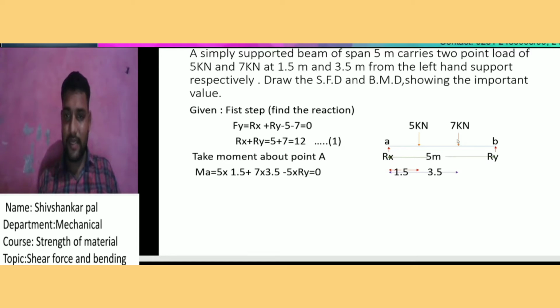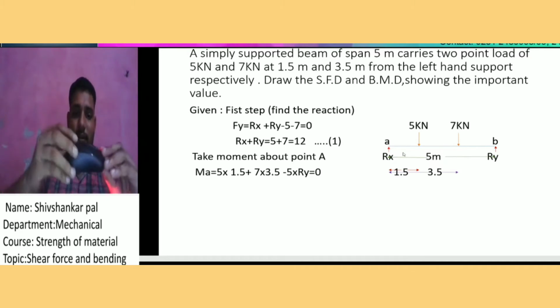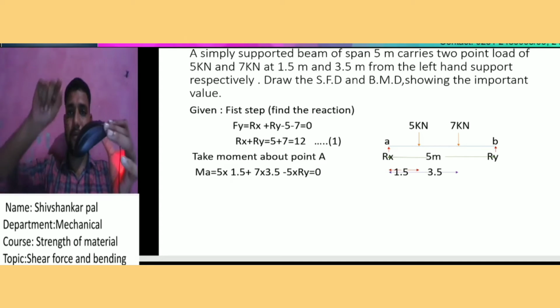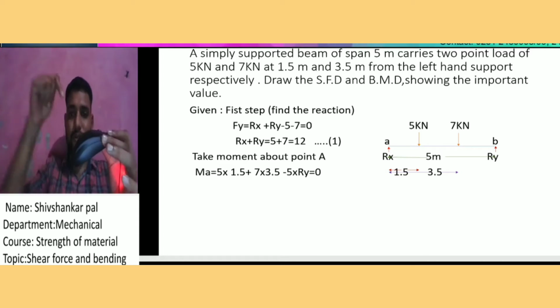And similarly the 7 kN about point A: force into perpendicular distance. The force is 7 kN and the perpendicular distance is 3.5 meter. So 7 into 3.5, and the direction, as you see in the figure, the 7 kN tries to move in the clockwise direction about point A.